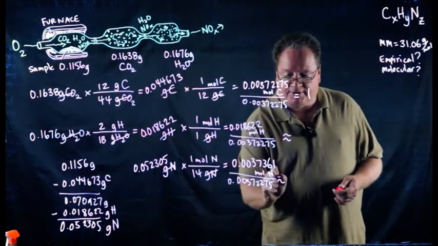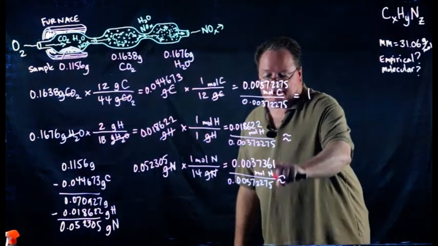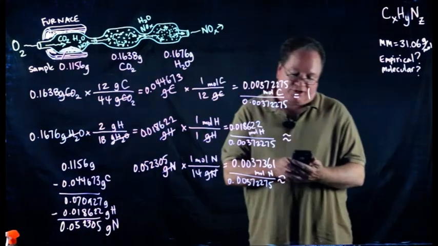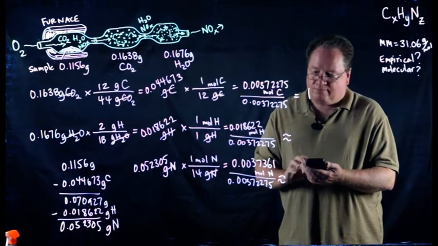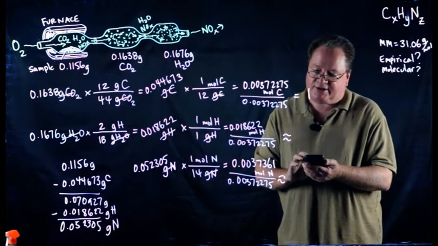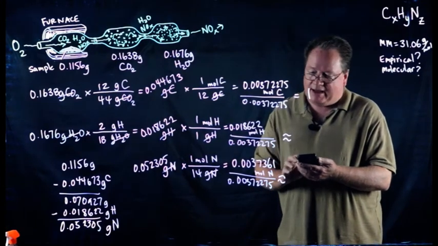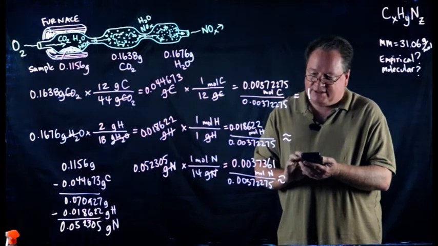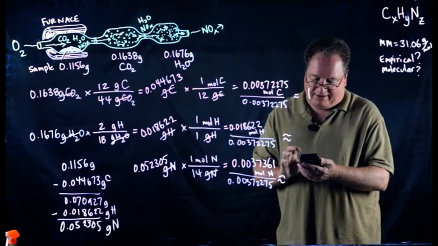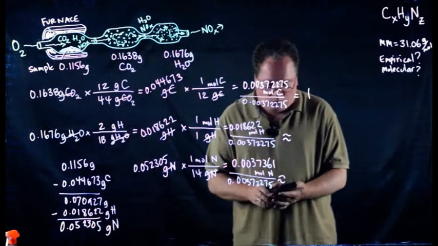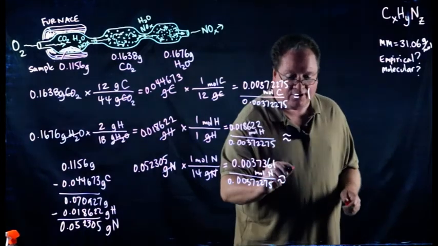And this one, we're going to... I can tell right away by looking at these two numbers, this number is going to be exceptionally close to 1, but I'm going to go ahead and put the numbers in. So this would be 0.0037361 divided by 0.00372275. And I get 1.0036. This is close enough to call 1.